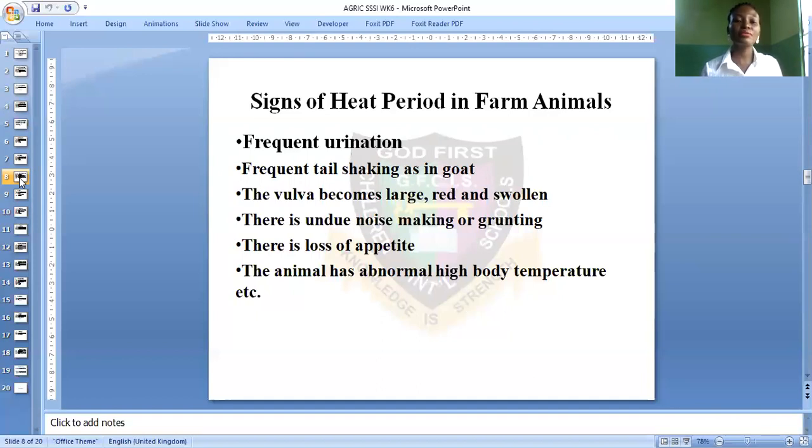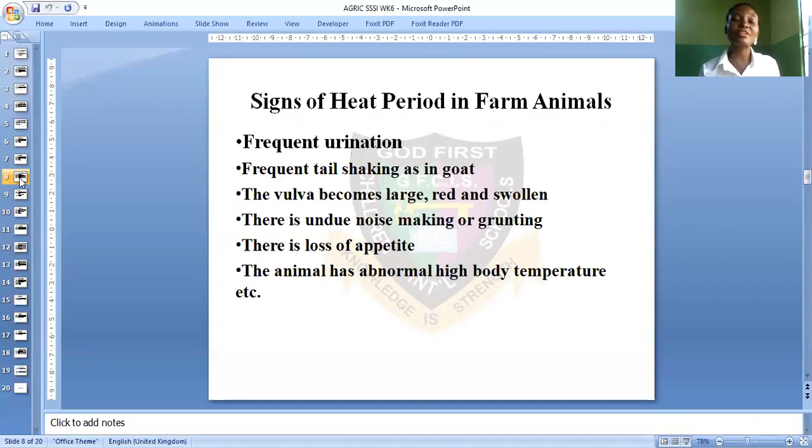shakes the tail frequently. Then number three, the vulva becomes large, red and swollen. The vulva, a part of the external reproductive organ of the female farm animal, becomes red, expanded, and swollen during its heat period. Number four, there is undue noise making or grunting. The female farm animal tends to make noise and grunt during the heat period. Number five, there is loss of appetite. They will be unable to feed well. And finally, the animal has an abnormally high body temperature.